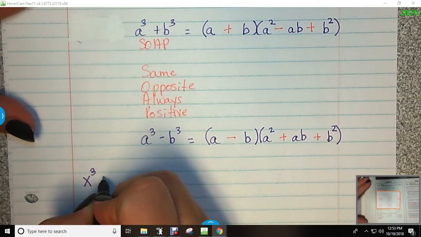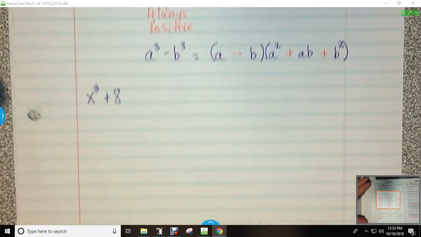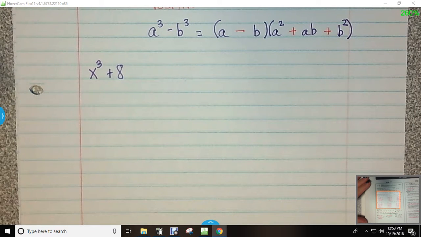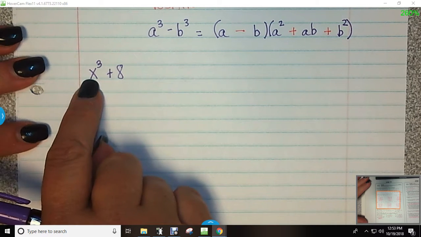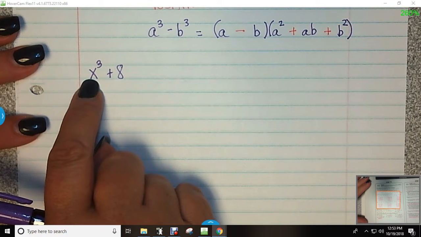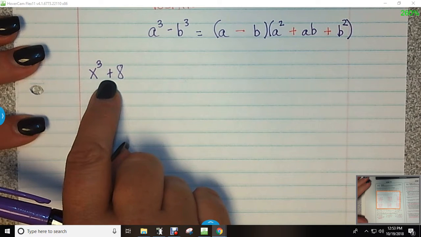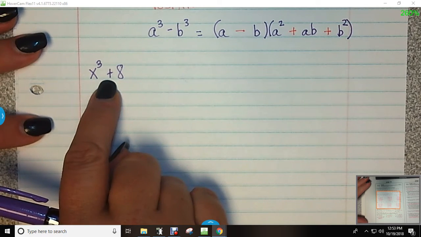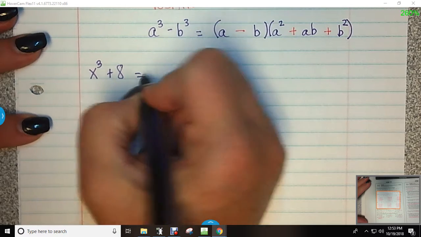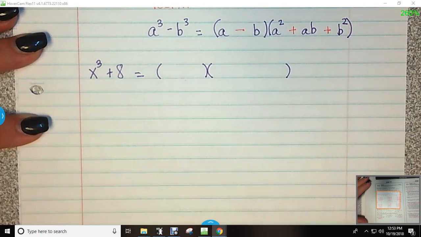If I give you x cubed plus 8, I want to know first, is that a sum or a difference of cubes? Well, can I take the cube root of this one? Yes. Can I take the cube root of 8? Yes. And there's a plus, so it is a sum of cubes. So now, binomial and a trinomial.